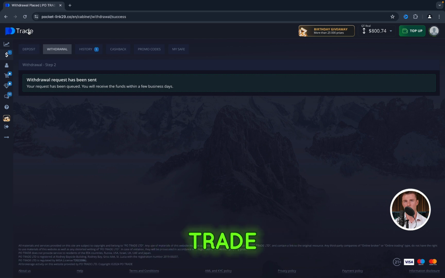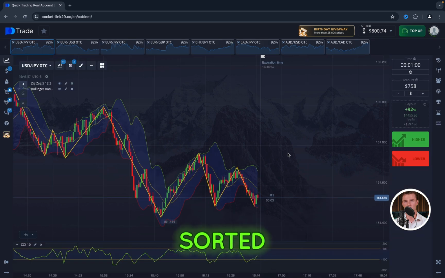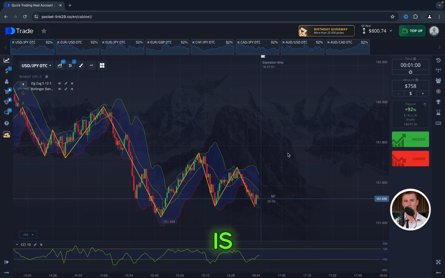So today the trade turned out using these indicators. There is nothing complicated. We sorted out both the downgrade and the upgrade. In general, I think everything is very clear.